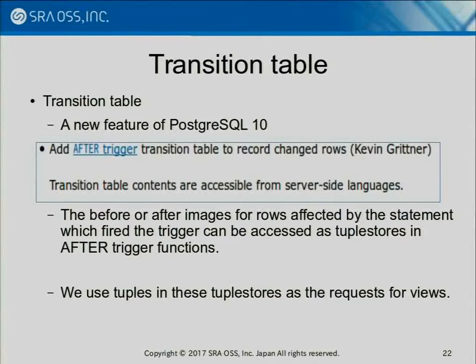The transition table is a new feature of PostgreSQL 10. This is a copy of the release note for that part. As this shows, a transition table is a table that records changed rows and is available in AFTER triggers. It is accessible from server-side languages, so we can use it from trigger functions. The contents are the before or after image of rows affected by the statement which fires the trigger, and can be accessed as tuple stores in AFTER trigger functions. We use tuples in these tuple stores as the request for views.